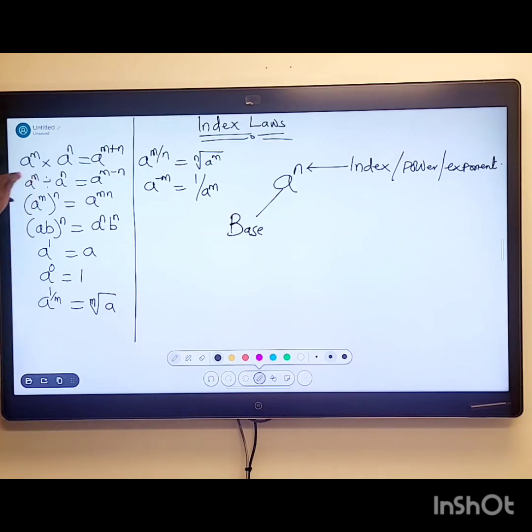A raised to power m divided by a raised to power n. What does that imply? It means a raised to power m minus n. Very simple.